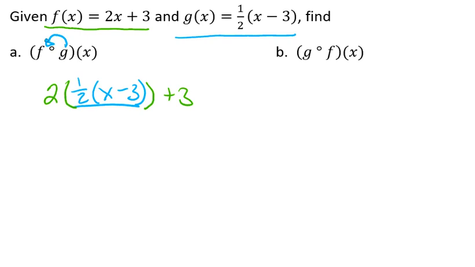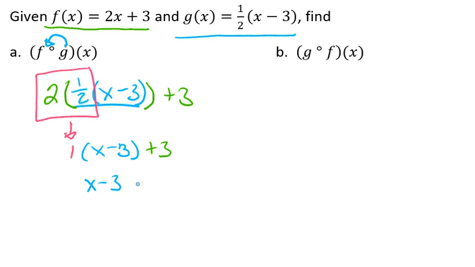And we can multiply this through. So I'm going to go ahead and start by multiplying my 2 times my 1/2, and that's going to give me a 1. So now I have 1 times x minus 3 plus 3. And so I really don't need that 1. So I'm really looking at here, x minus 3 plus 3, which is just x. So here we see that f composed with g of x equals x.